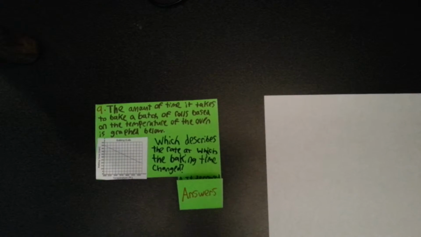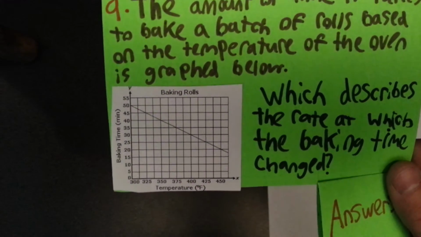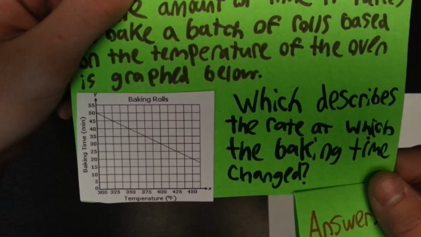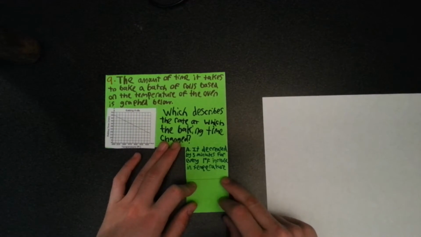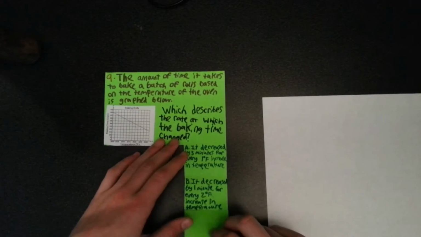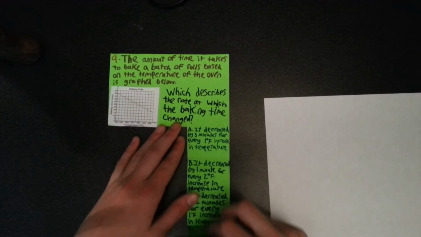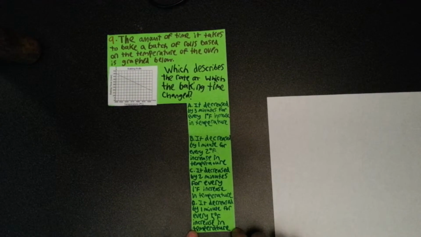The amount of time it takes to bake a batch of rolls is based on the temperature of the oven, graphed below. Which describes the rate at which the baking time changed? Here we go. Is it A, it decreased by 5 minutes for every 1 degree Fahrenheit increase in temperature? B, it decreased by 1 minute for every 2 degree Fahrenheit increase? C, it increased by 2 minutes for every 1 degree Fahrenheit increase? Or D, it decreased by 1 minute for every 5 degree Fahrenheit increase in temperature?